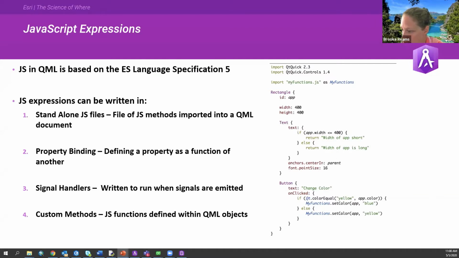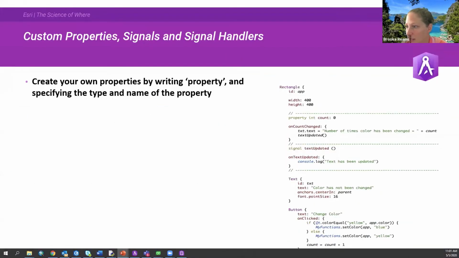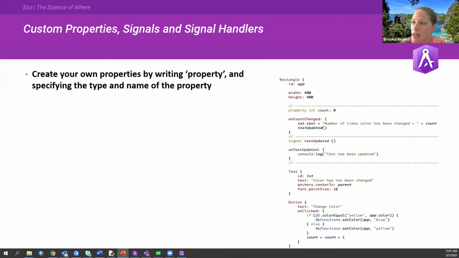And then also you can have custom methods. So JavaScript functions that are defined within QML objects. And so in this case, you see here, again, we talked about this in terms of property binding with the text being dependent on the width of the app, but also this is a place in the sample where you can see where a JavaScript code is defined right here within a QML object. So you can also create your own properties and your own signals when you're developing your app.